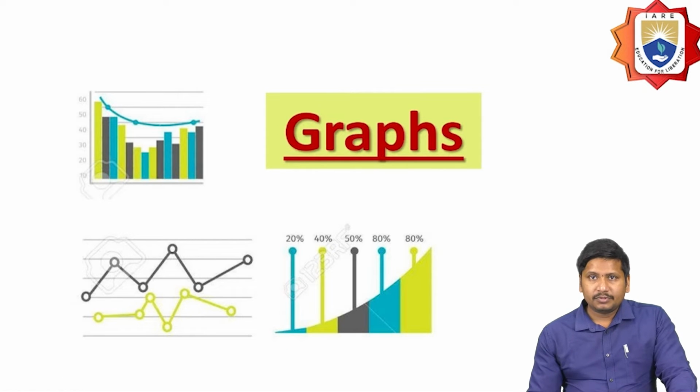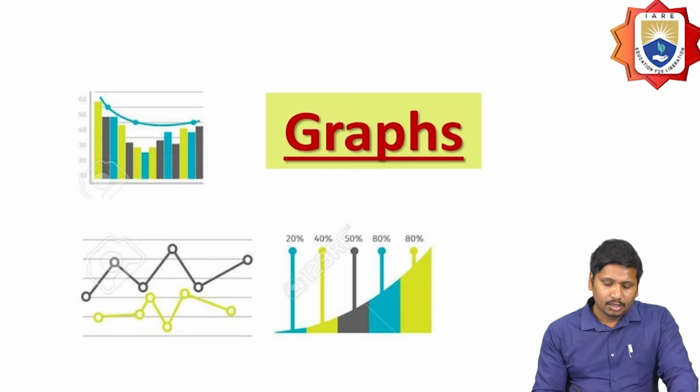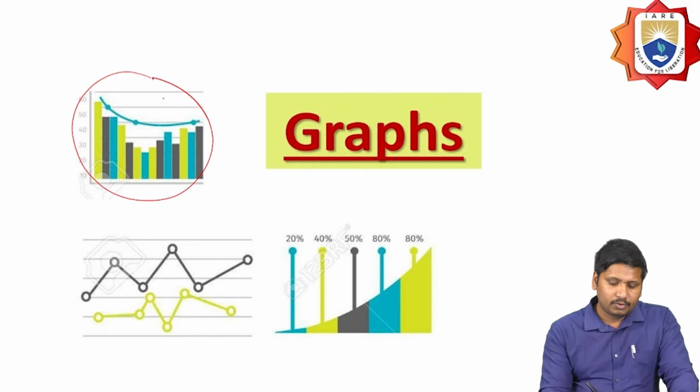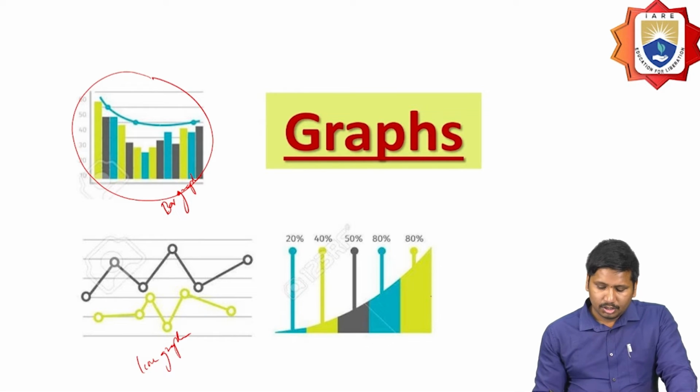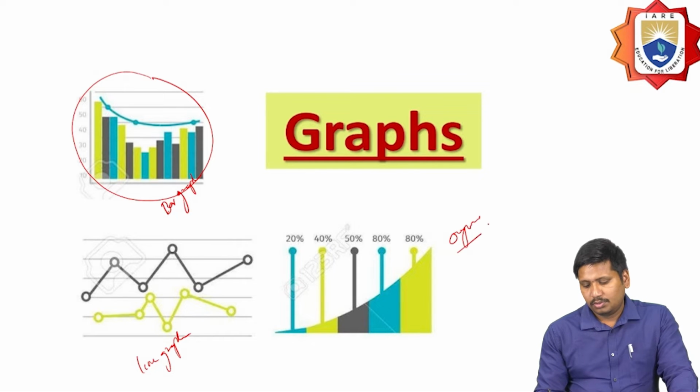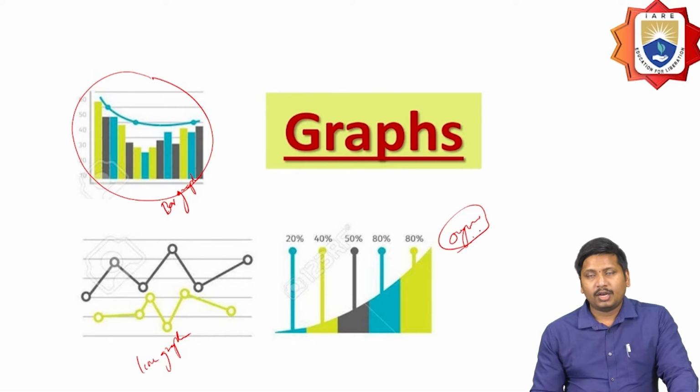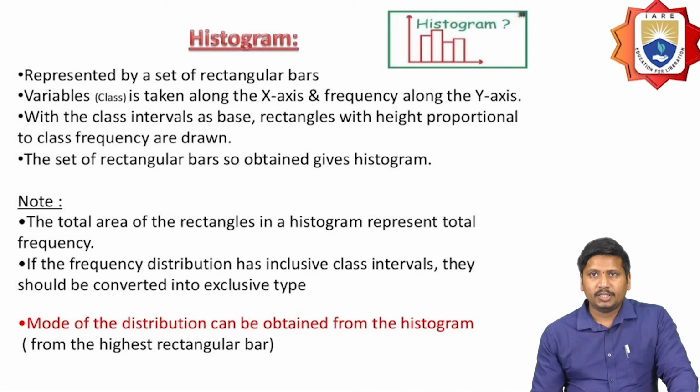Let me show how the graphs look. This is the bar graph, this is the line graph, and this represents the curve. So we have different types of graphs available for presenting data.